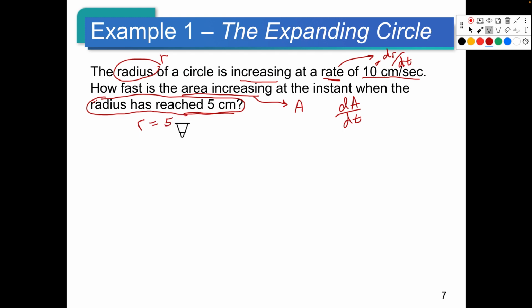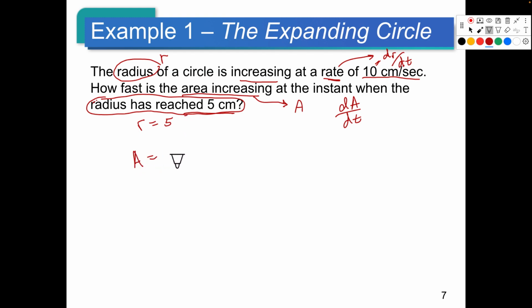So I'll just do this. We've got a few things that we already know. The radius equals 5 centimeters. The derivative of the radius is equal to 10 centimeters per second. We know the radius is increasing, and the area, or at least they're asking about it increasing. So how do we relate a circle's area to its radius?